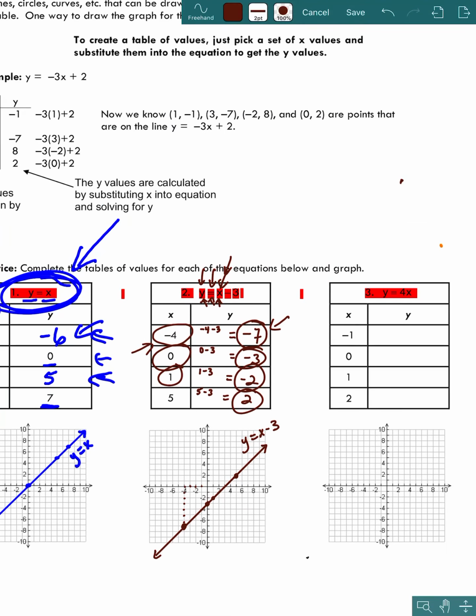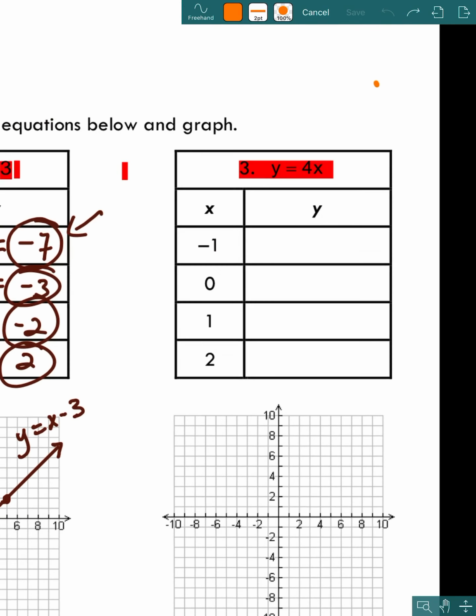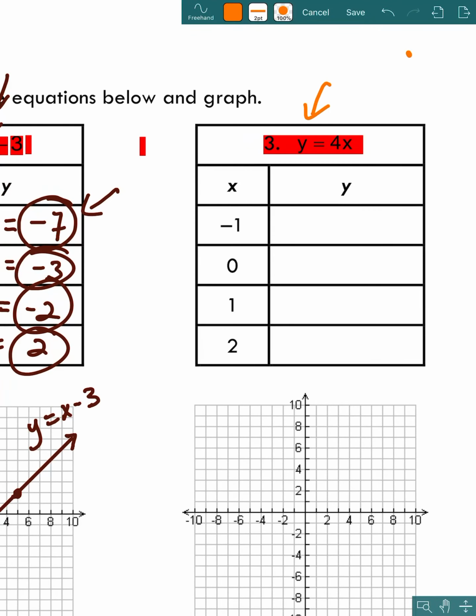All right, let's look at this one. Let's pick a different color here, orange. y equals 4x. So y is going to be equal to 4 times the x value that we have. So here, if x is negative 1, y is going to be 4 times negative 1, so that's going to give us negative 4. And then down here, we've got y equals 4 times 0, so that gives us 0.